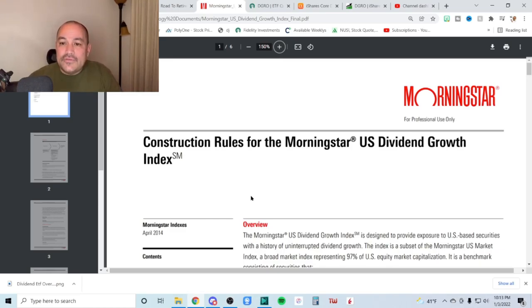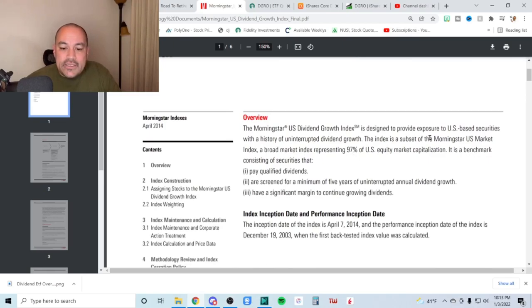So first off, like I said, ticker symbol DGRO. DGRO follows the Morningstar U.S. Dividend Growth Index and is designed to provide exposure to U.S.-based securities with a history of uninterrupted dividend growth. The index is a subset of the Morningstar U.S. Market Index. The benchmark for this is that they need to pay qualified dividends. They need to be screened for a minimum of 5 years of uninterrupted annual dividend growth, not just annual payments. They need to be growing and have a significant margin to continue growing their dividend.